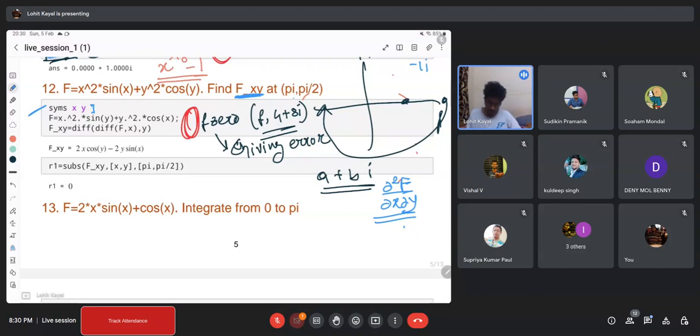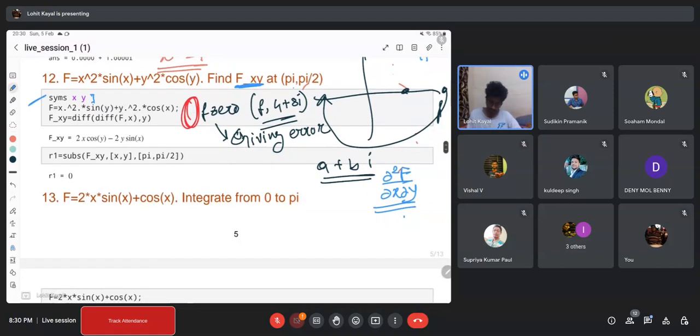So I am writing the function f equal to x dot square dot star sine y dot star, or it is, I have told you it's a good practice to put dot, plus y dot square dot star cos x. Maybe it is a cos x. Now f of xy, that means del square f del x del y.